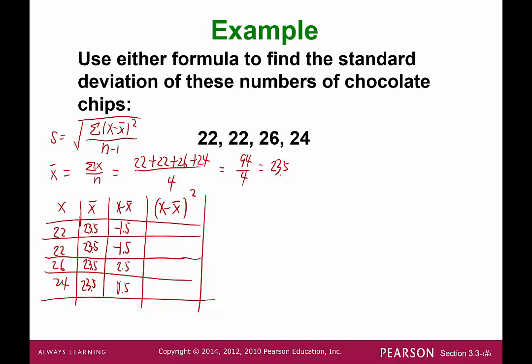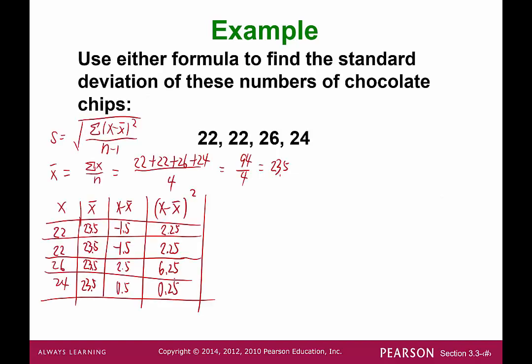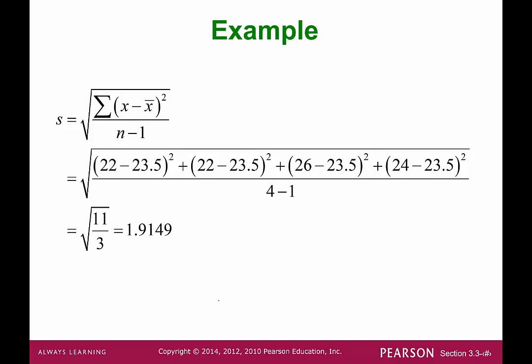And after that, we square each one of these. 1.5 squared is 2.25. Remember, after squaring, everything becomes positive. 2.25 again, and then 6.25, 0.25. If you sum that up, 2.25 times 2, adding 6.25, adding 0.25, it's 11. So the summation of x minus x bar squared turned out to be 11.